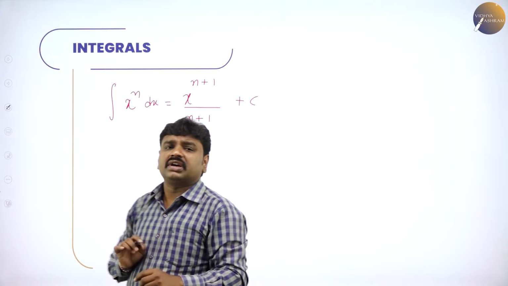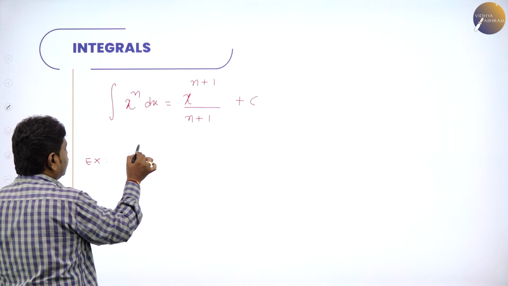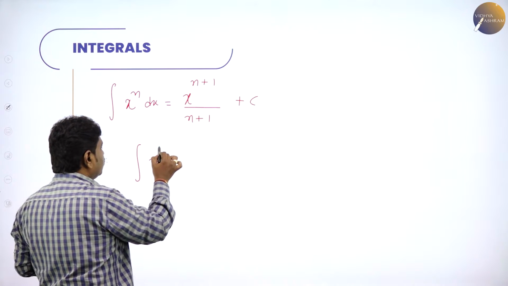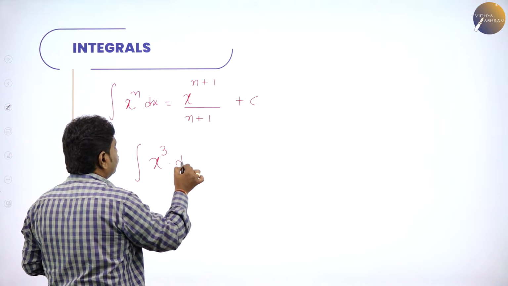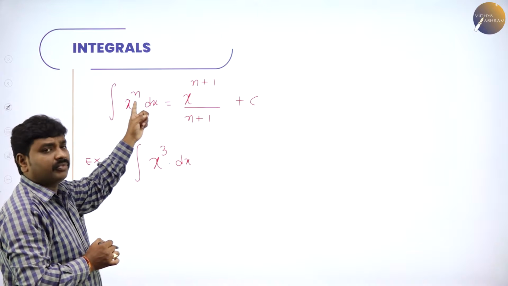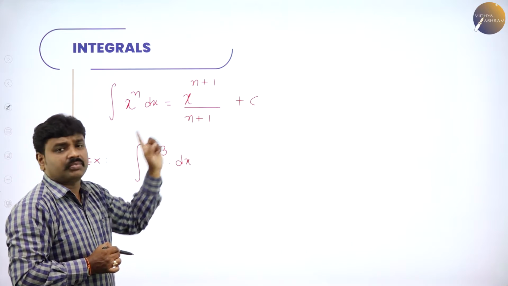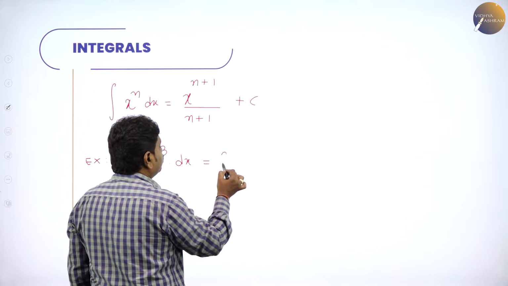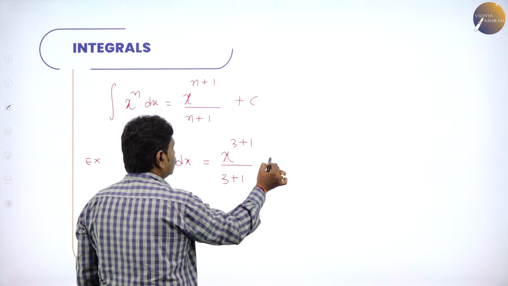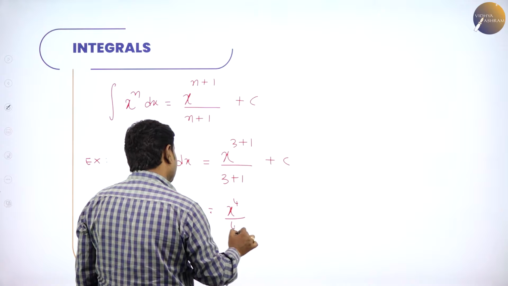Let us take a simple example. Read this: integration of x cube dx. It is in the form x power n. What is integration of x power n? X power n plus 1 by n plus 1. So the answer is x power 3 plus 1 divided by 3 plus 1 plus c. That becomes x power 4 by 4.